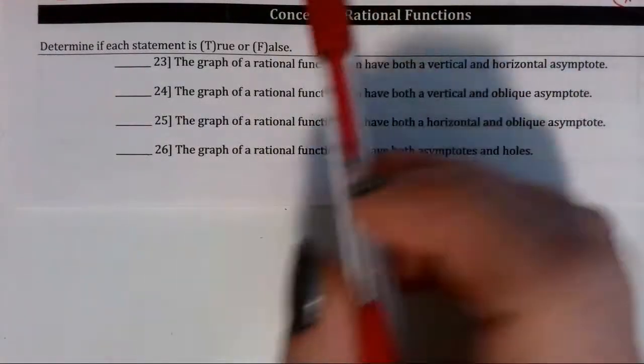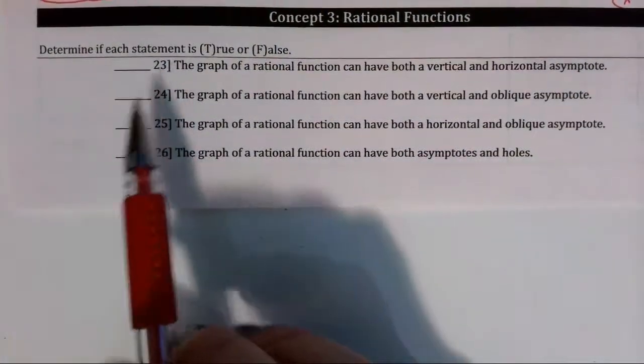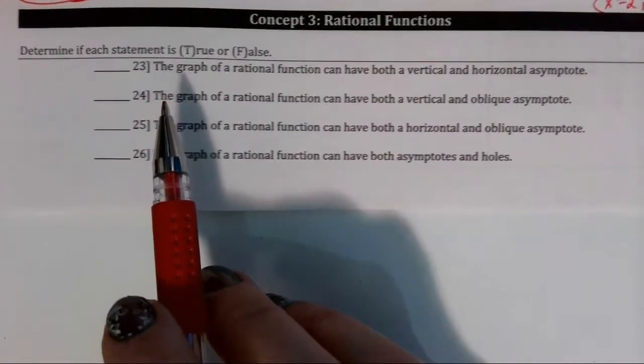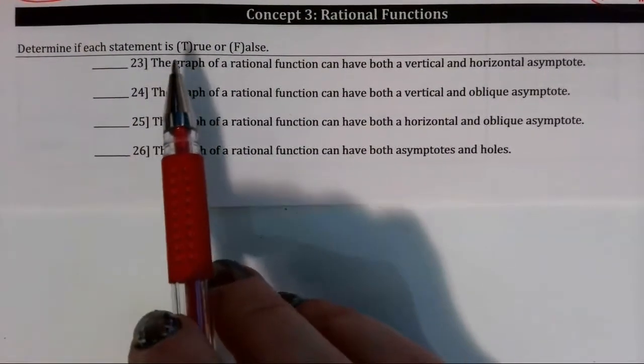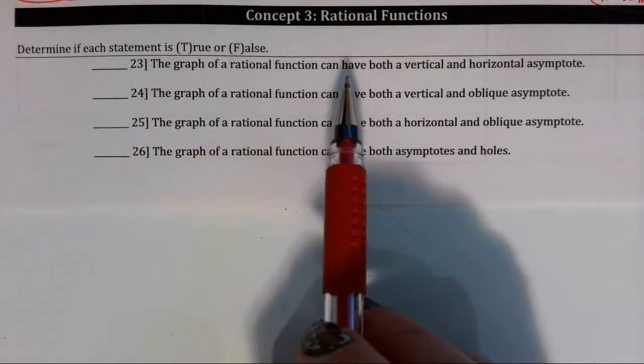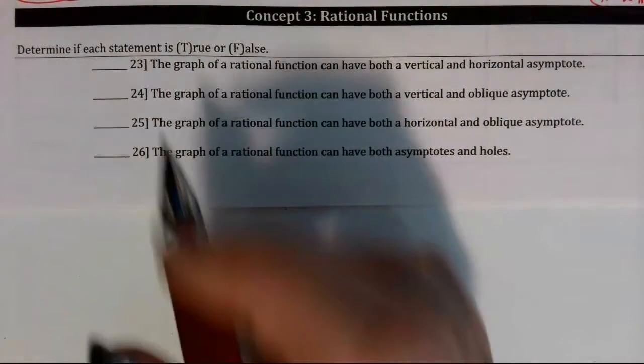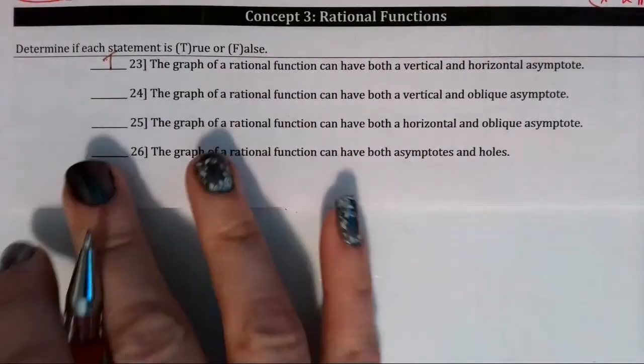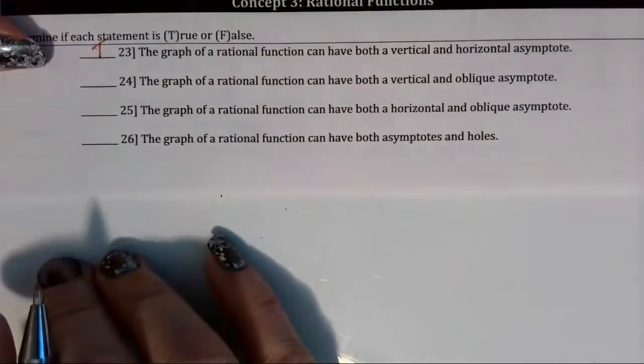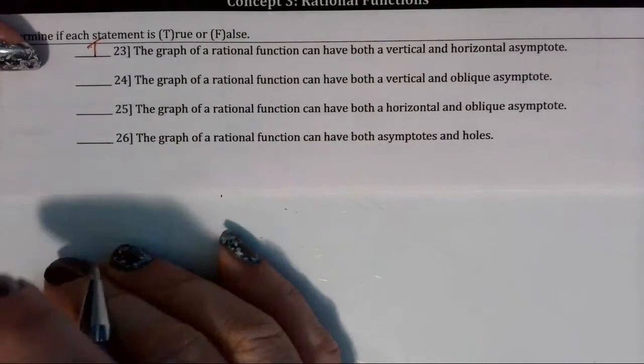In numbers 23 through 26, we're asked to decide whether the statement is true or false. So, the graph of a rational function can have both a vertical and a horizontal asymptote. That's true. The parent graph would be a perfect example of one that has both.